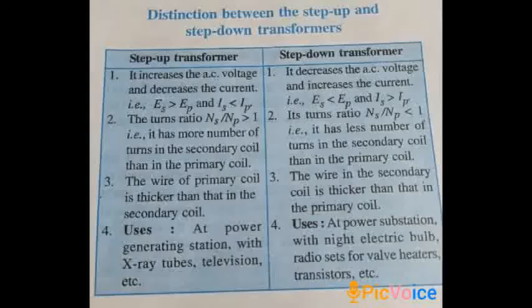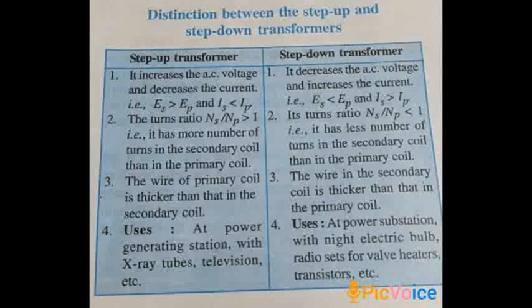Now the last part of the chapter, distinction between the step up and step down transformers. Now step up transformer, it is used to increase the AC voltage and hence it decreases the current. Step down decreases the AC voltage but increases the current. Second one, the turn ratio is greater than 1. Step down, the turn ratio is less than 1. Third one, the wire of primary coil is thicker than the secondary coil. Here the wire in the secondary coil is thicker than the primary coil.